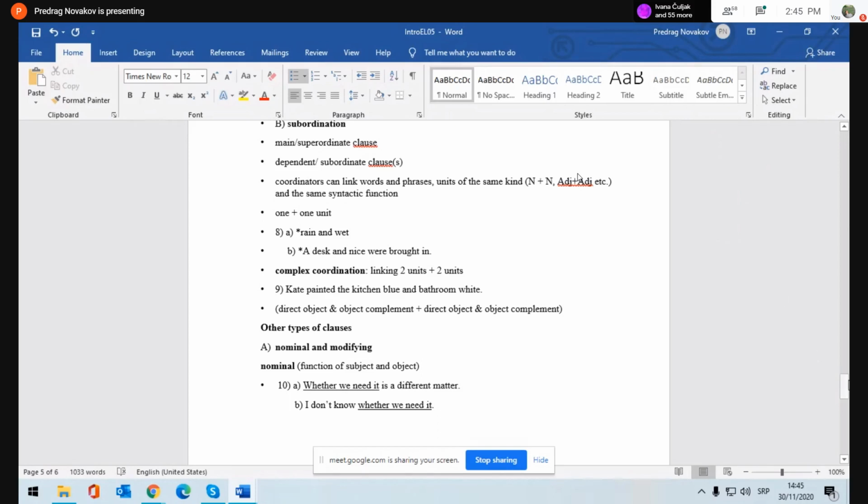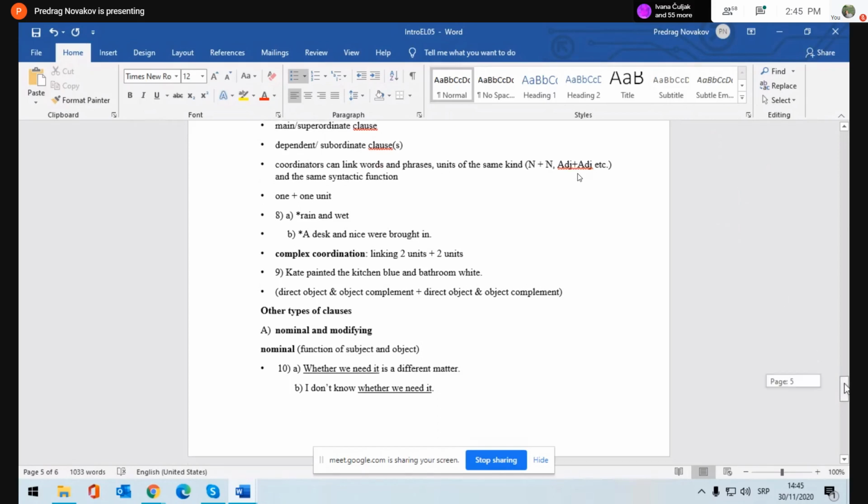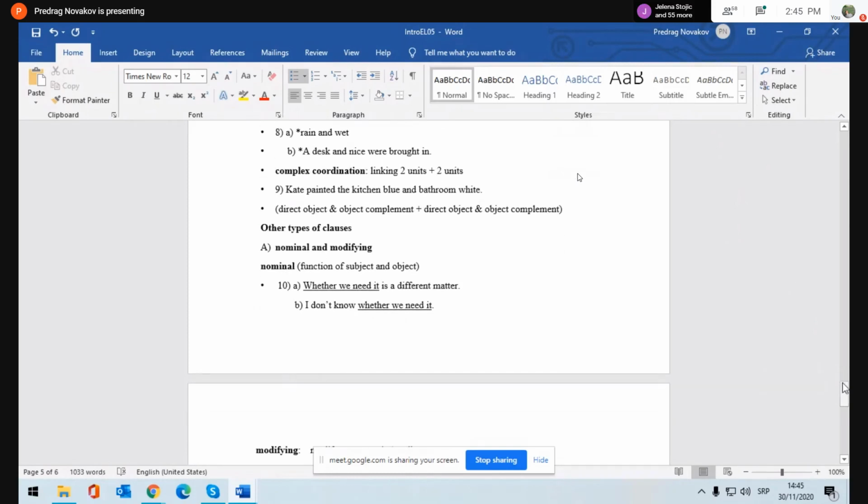Let's now see something about the so-called complex coordination. So this was coordination. Now we have complex coordination. In this case, you can link two units plus two units. Remember, I mentioned one unit plus one unit. In this case, you can link two units plus two units, like in 9. Kate painted the kitchen blue and bathroom white. Obviously the coordination is here. So what did we coordinate? Perhaps you have the explanations in brackets, but perhaps you can give me the answer. What did we actually coordinate here? Kate painted the kitchen blue and bathroom white.